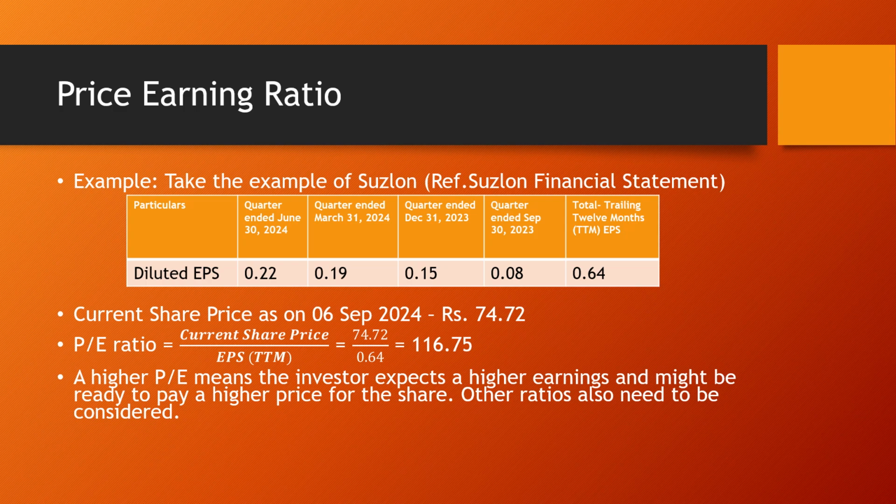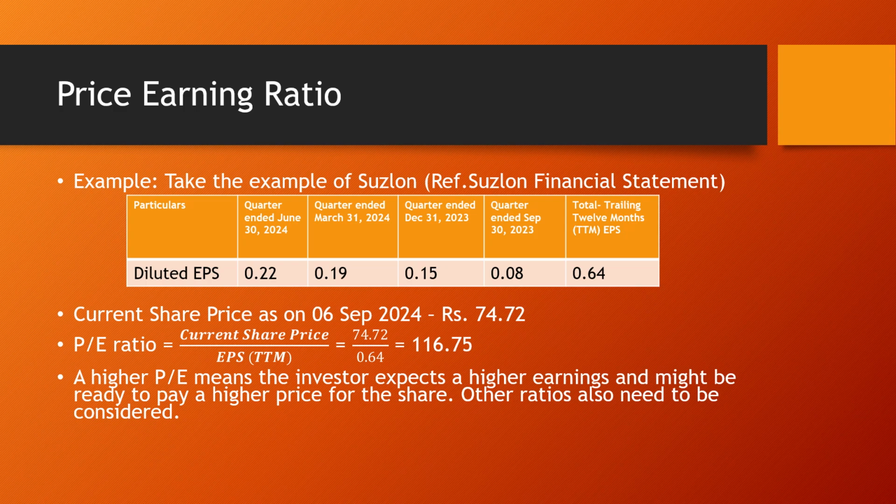To give you an example, let us take the example of Suzlon. If you look at the financial statement, that is the P&L statement of Suzlon, we find they have mentioned the diluted EPS for all the 4 quarters. So we have taken the quarter ended 30th June 24, quarter ended 31st March 24, quarter ended 31st December 23, and quarter ended September 30, 23.